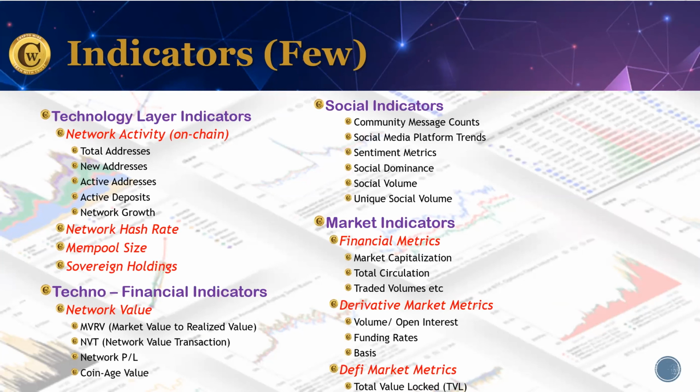We get a lot of financial metrics like market capitalization, total circulation, and traded volumes of different cryptocurrencies. We get derivative market metrics, which we often use for derivative valuations and other things. So we have volume and open interest, for perpetual derivatives we have funding rates, and we have the basis, which is the difference between the spot and the futures markets, and so on and so forth.